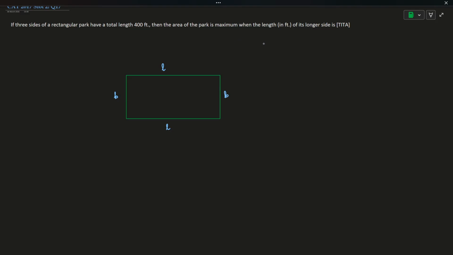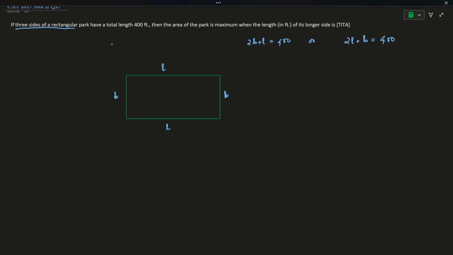We are told the three sides sum to 300, so it can be 2b plus l equal to 300, or I can have 2l plus b equal to 300, because we are told that three sides of a rectangle. Now which three sides, I don't know. Please forgive me for this: this will be 400, this will be 400.